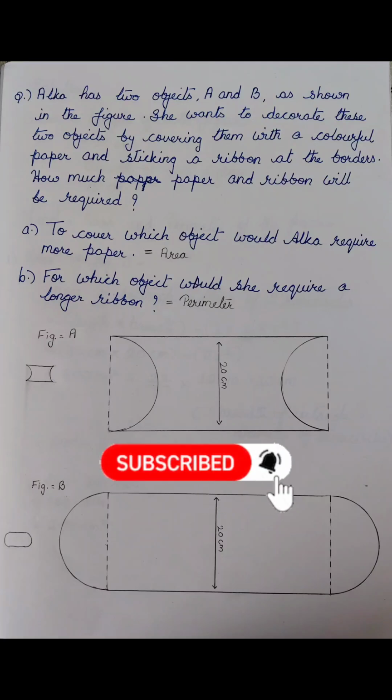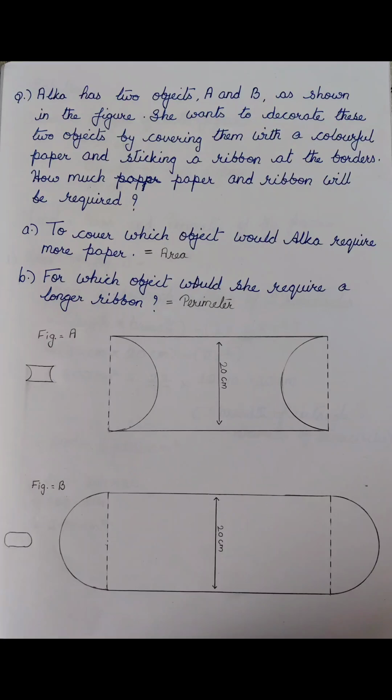So let's solve this mensuration problem today. Alka has two objects A and B as shown in the figure. She wants to decorate these two objects by covering them with colorful paper and sticking a ribbon at the borders. How much paper and ribbon will be required? So two questions are asked here: how much paper will be required to cover these objects, and what is the length of ribbon which is required to cover the borders?